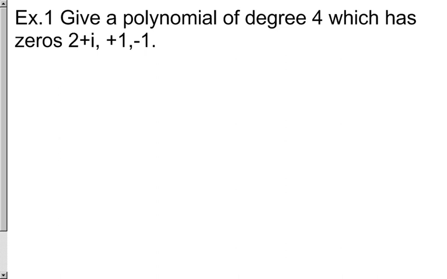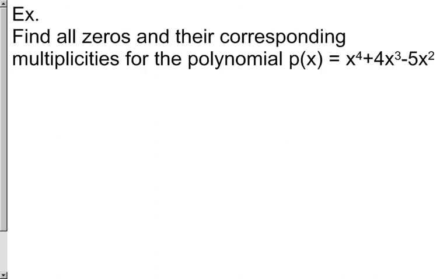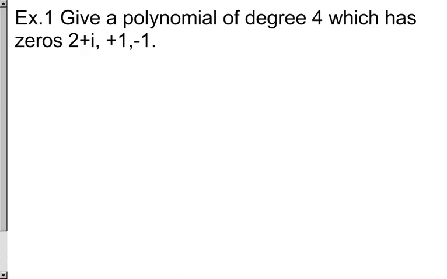Now, question, that was example 0. That's why you didn't see this. It's not there. Here's example number 1. Don't copy this. Easy enough. Give a polynomial of degree 4 which has zeros as follows. What does this assume?